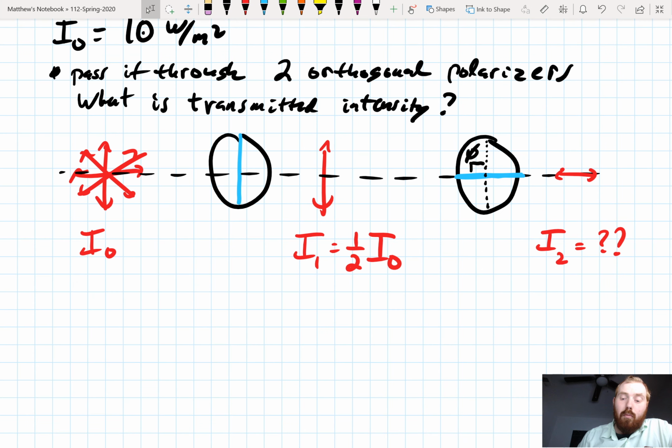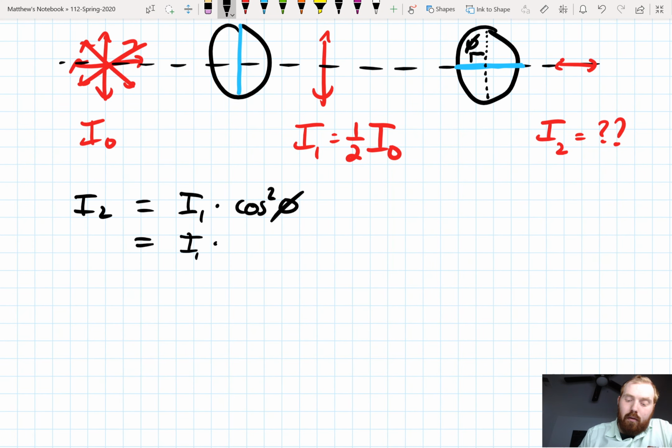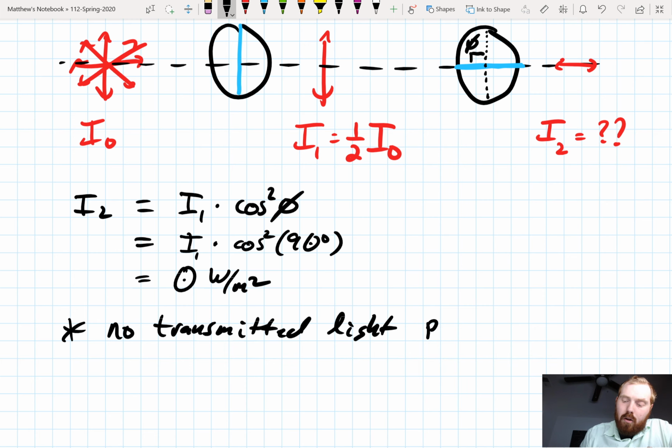We've already figured out what I1 is, so we'll skip that for now. And we'll say what I2 is, well, apply Malus's law. I2 is equal to whatever the incident ray is, I1, times cosine squared phi. This is I1 times cosine squared of 90 degrees. If you remember your sine cosine rules, you'll remember that cosine of 90 is zero. So this just ends up being 0 watts per meter squared. There is no transmitted ray. No transmitted light. The polarizers completely block it.